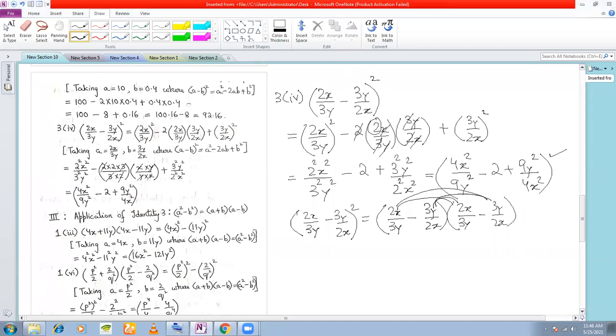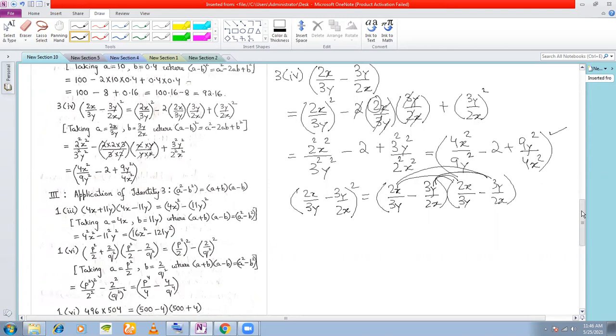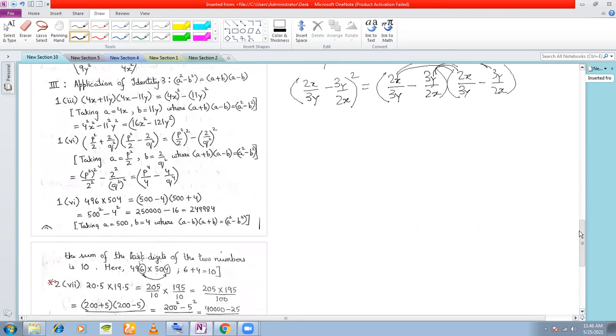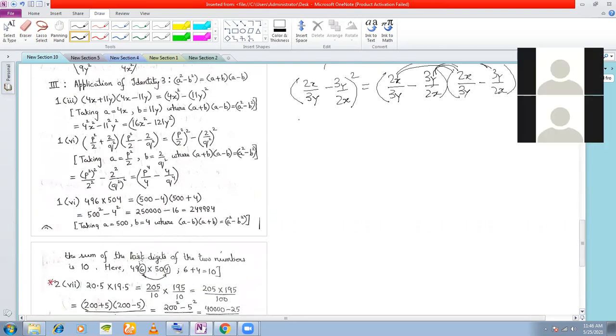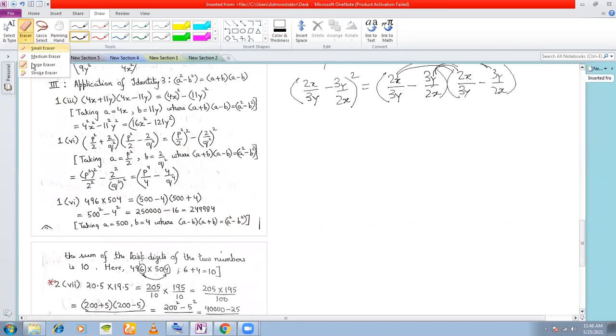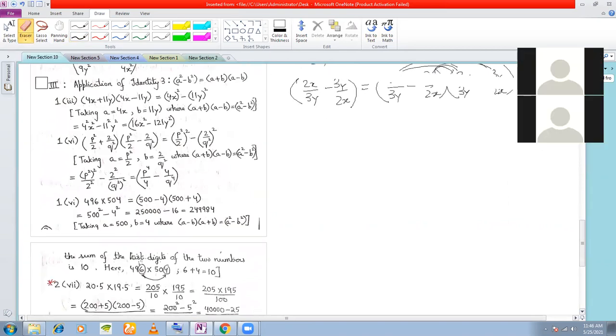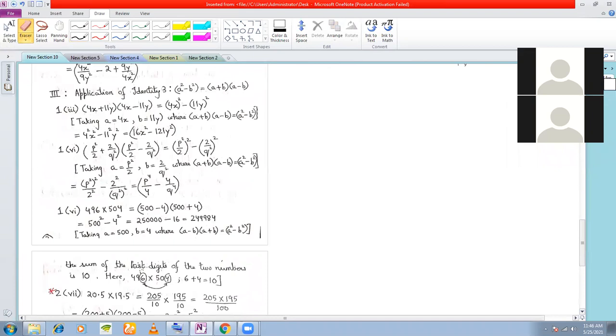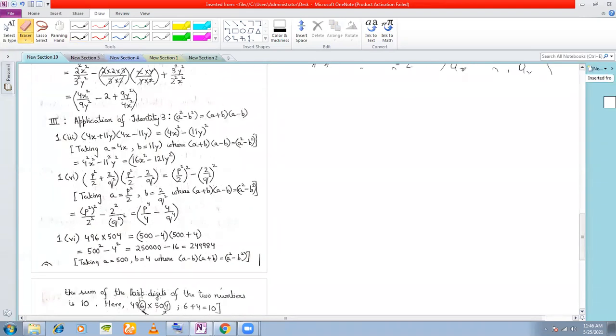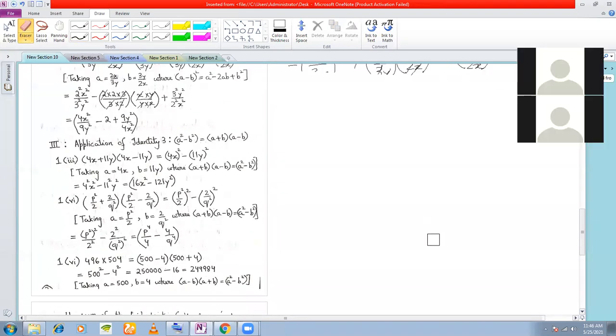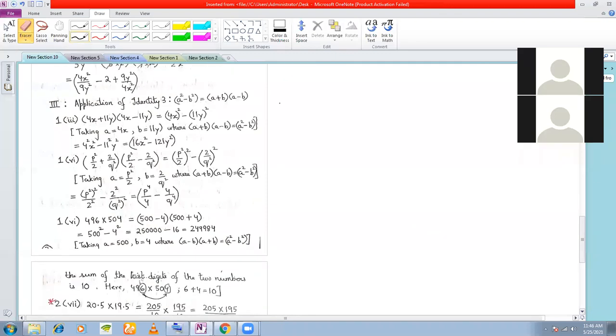Okay, let us see the next one here in the list, which is, now we come to the applications of the formula a square minus b square is equal to a plus b into a minus b. This is a very, very important formula. A square minus b square is equal to a plus b into a minus b. Okay, let us look at the first one.